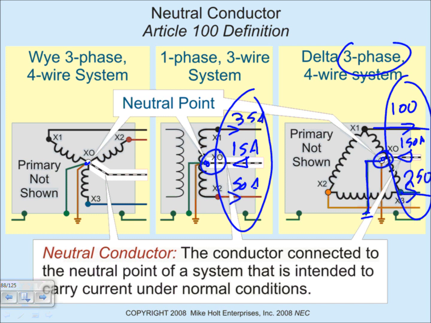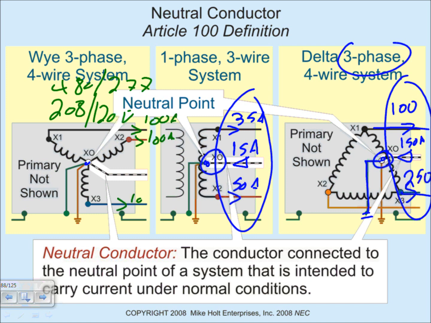Okay, for a three-phase system, guys, this is your 208/120 volt, or your 480/277 volt, right? Any voltage to ground, 277 or 120. And if this is 100 amp, and this is 100 amp, and this is 100 amp, what do you guys expect to come back here? 0 amp, right? In a resistive non-harmonic load, you expect to have 0 amps.